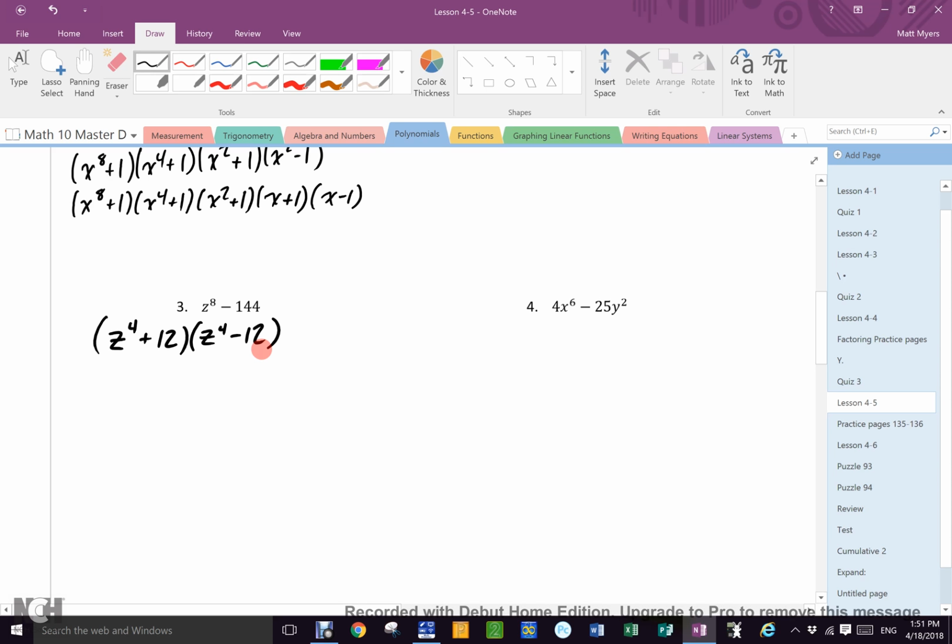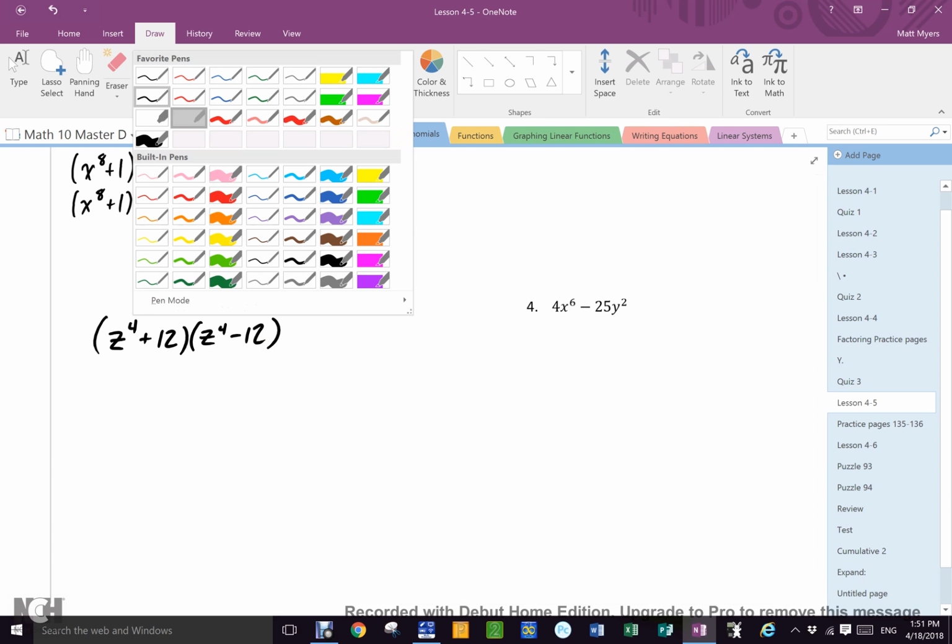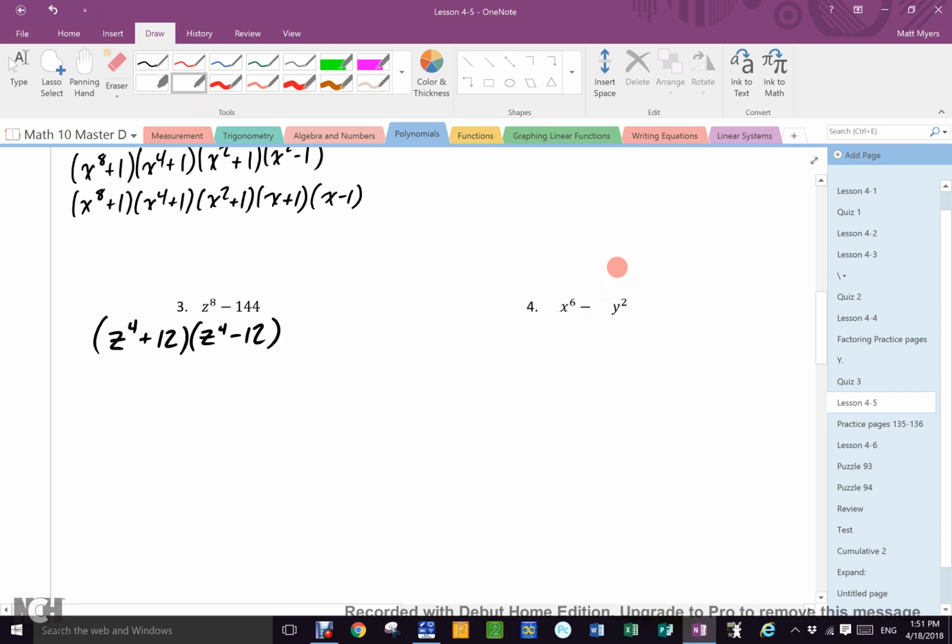Tricky. Why are you doing this to us, Myers? If there was no 4 and no 25, could you do it? Sure you could. Why? They're both even. If there was no x and no y, could you do it? Why? They're both perfect squares. So, you must be able to do this, right? I take the square root of the first one. What's the square root of 4? 2. What's square root of x to the 6th? X to the 3rd. Absolutely right, Eric. Plus, what's the square root of 25? 5. What's the square root of y squared? Y. And then what do I write? Same thing except minus.